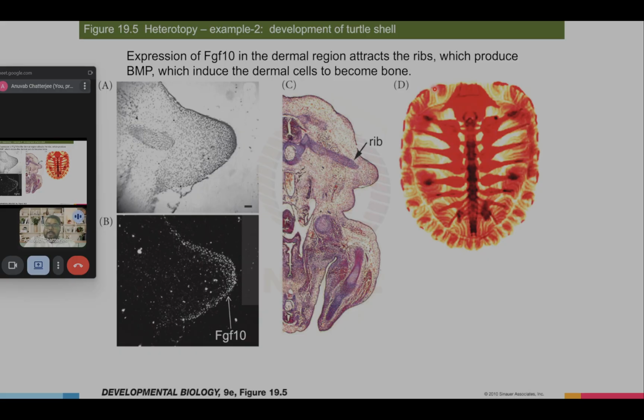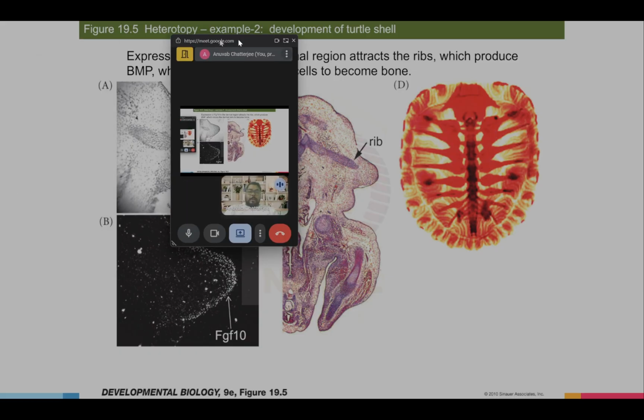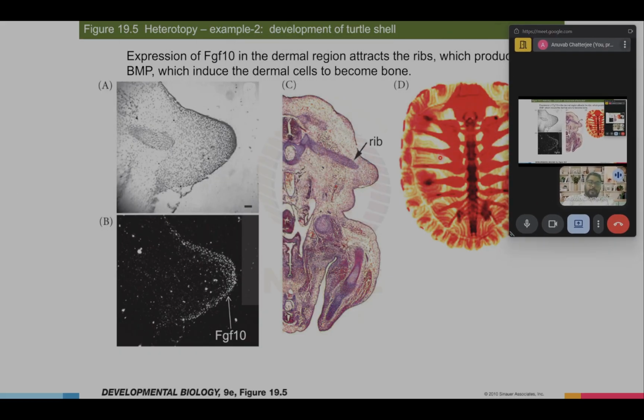So again, this is an example of heterotopy in which FGF10 is expressed where it normally is not. The location is changed, which gives rise to a completely new phenotype. And again, this is an example of how development can affect evolution. So that was that.